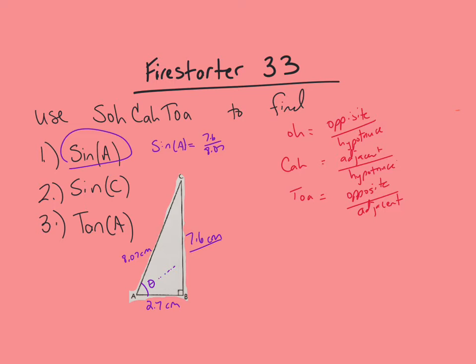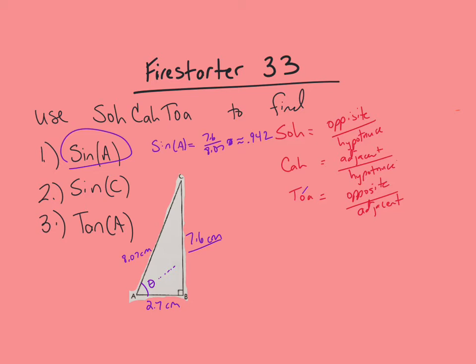Right? So I'm just going to go to my calculator and put that in. This is just finding a ratio for us, 7.6 divided by 8.07. I end up with 0.94. So sine of A is about 0.942. I use the about symbol, not the equal symbol, because I did round.